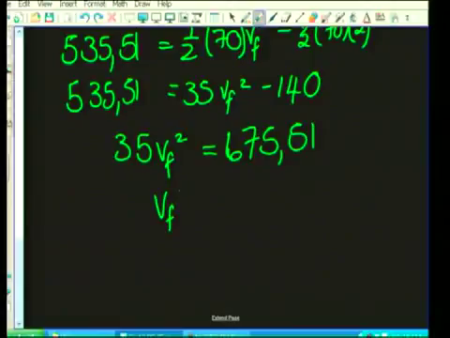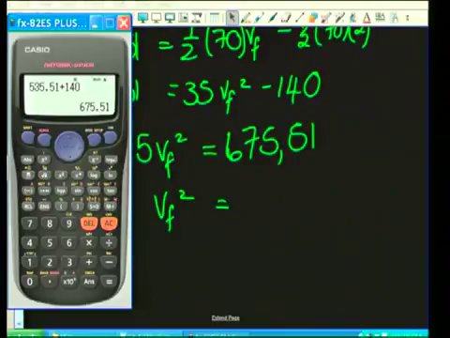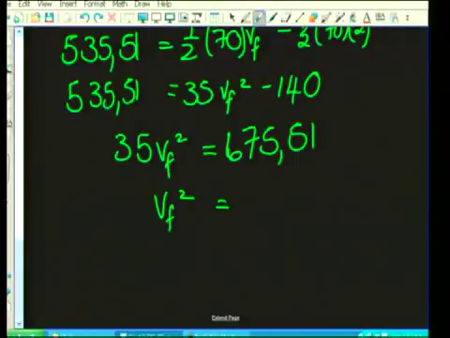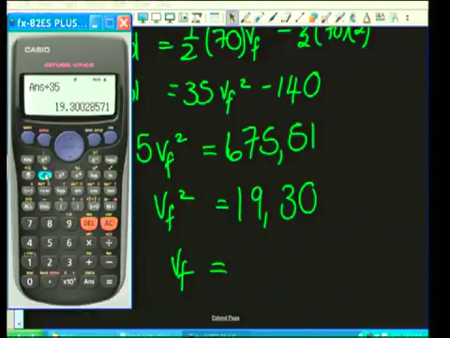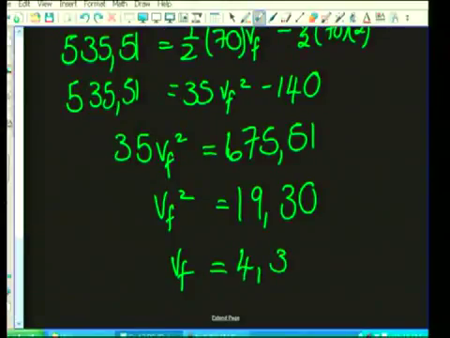Okay, but we want VF squared, we want VF, okay? So first thing I'm going to have to do is divide both sides by 35. So we've got 675.51, divide by 35, and we get 19.3, okay? So that's 19.30. We want VF, so we say, okay, let's take my answer. I'm going to square root my answer, and we get 4.39.